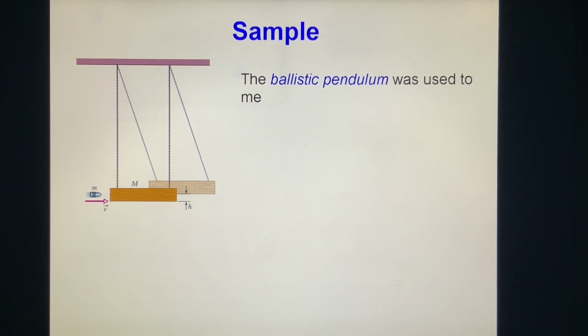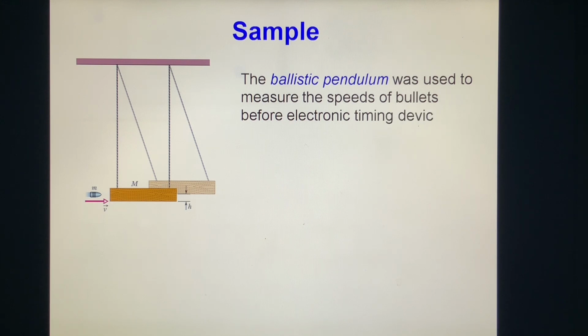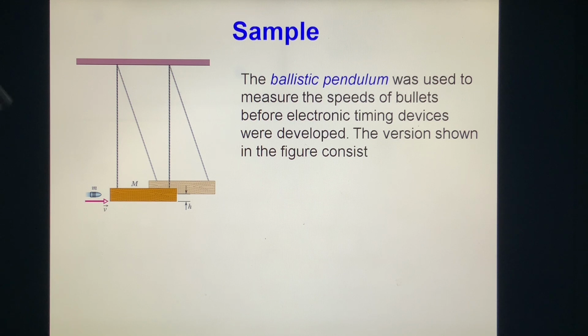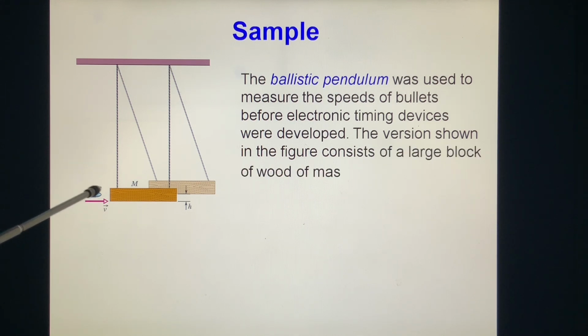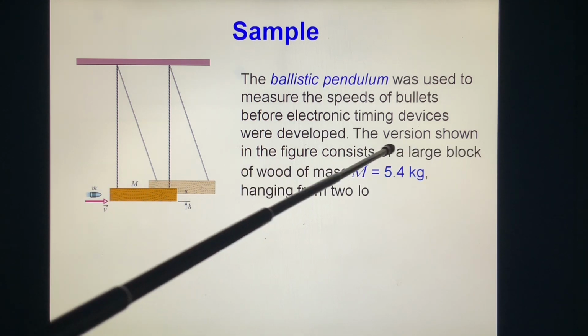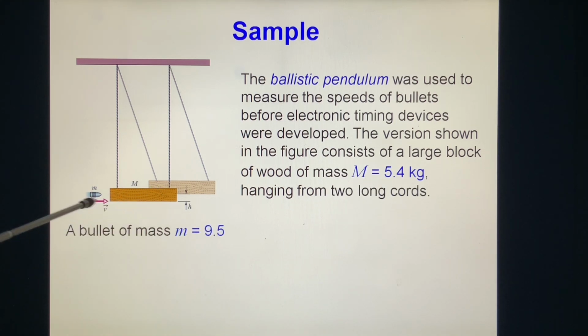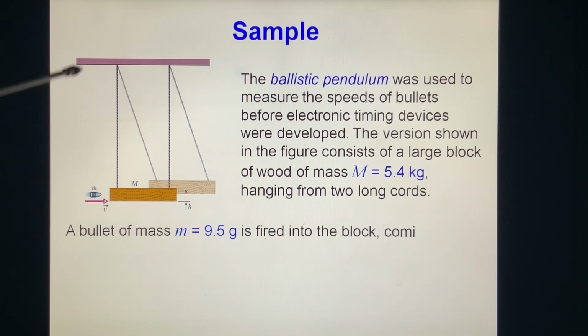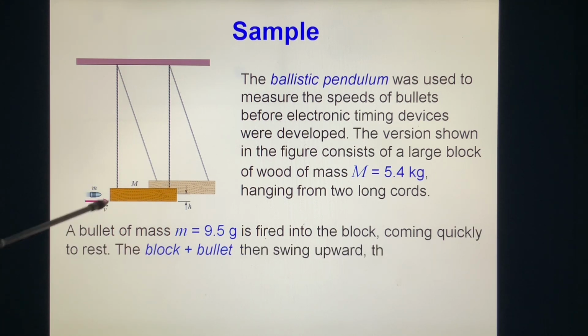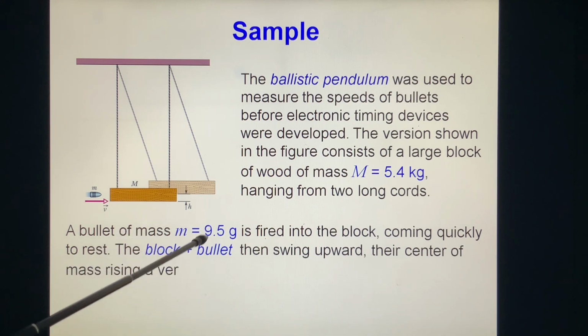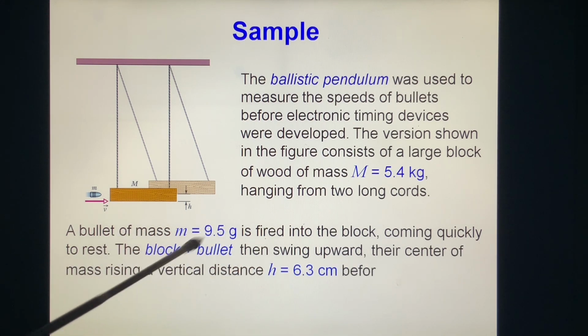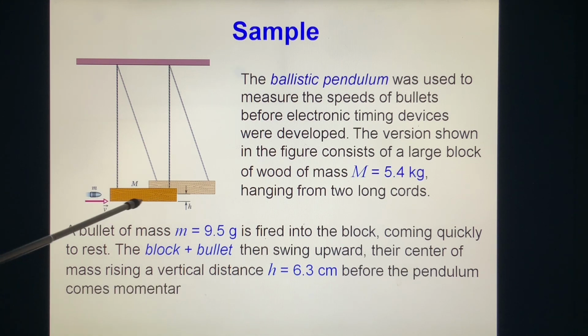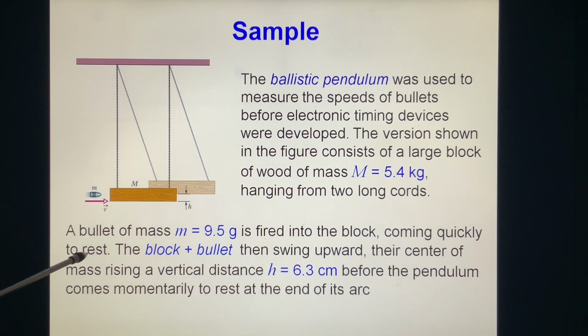The ballistic pendulum was used to measure the speeds of bullets before electronic timing devices were developed. The version shown in the figure consists of a large block of wood of mass 5.4 kilograms, hanging from two long cords. A bullet of mass 9.5 grams is fired into the block, coming quickly to rest.